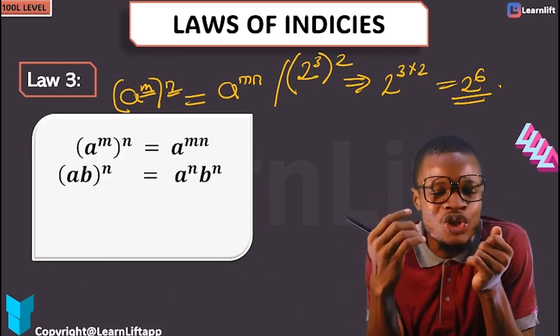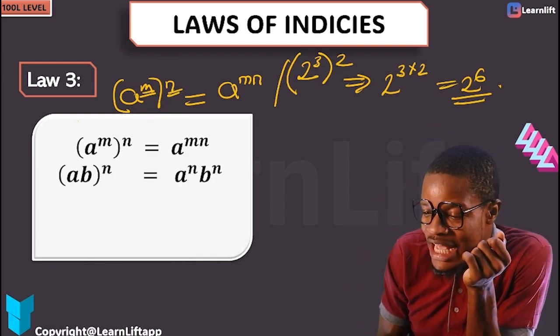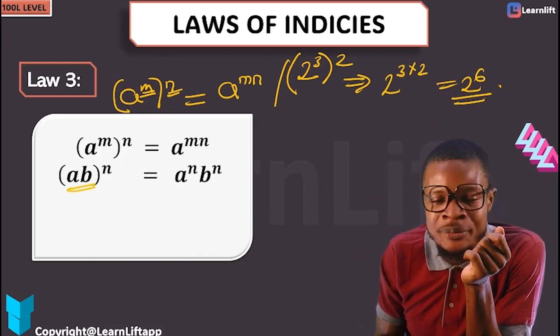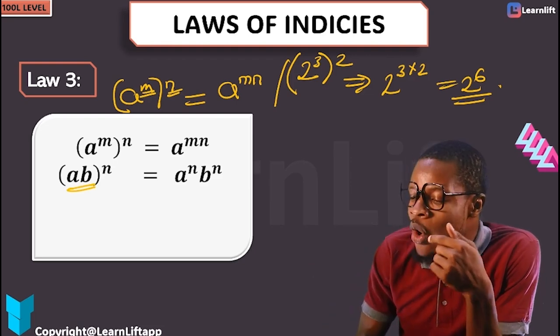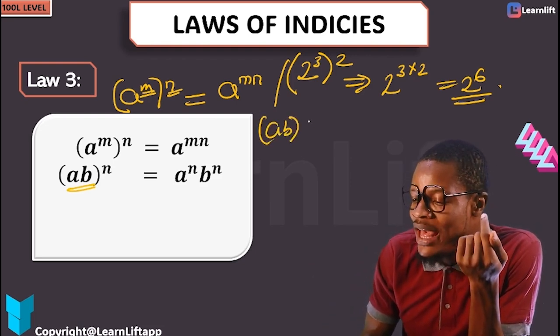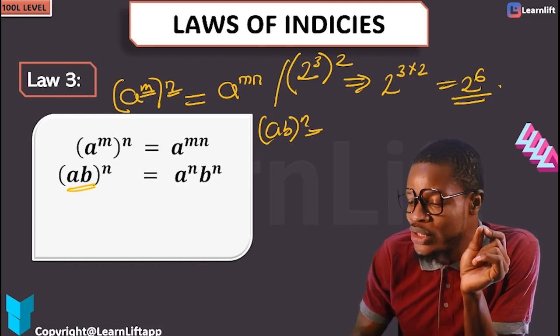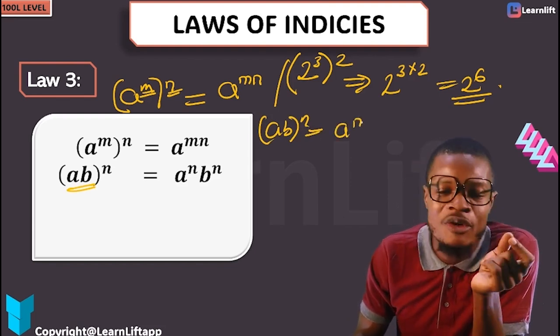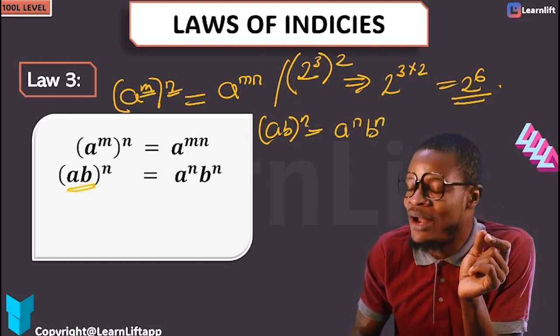Let's say we have ab. If you watch now, it is more like a product. ab raised to the power of n. What were we told that is going to give us? ab raised to the power of n is going to give us nothing but a raised to the power of n, times b raised to the power of n.